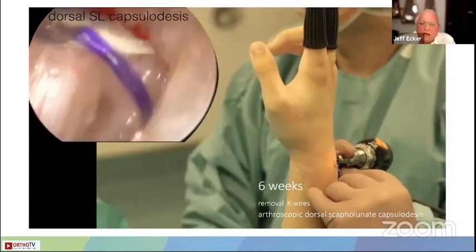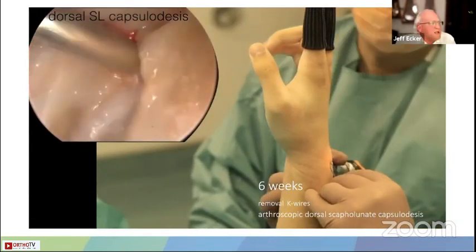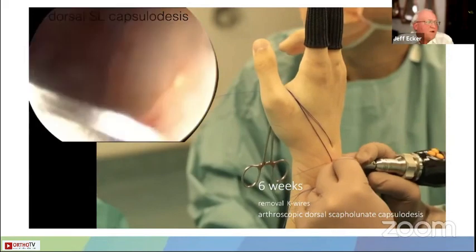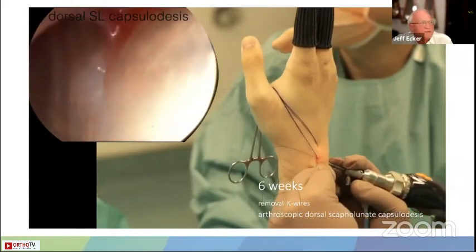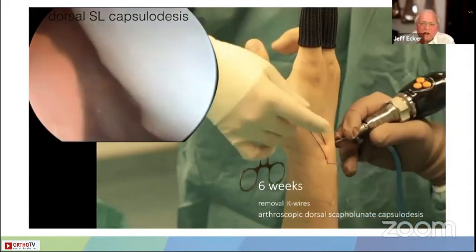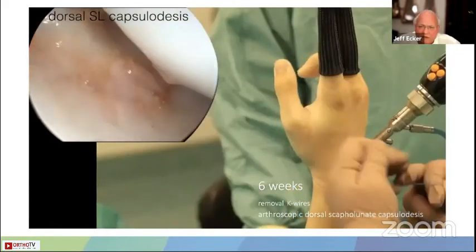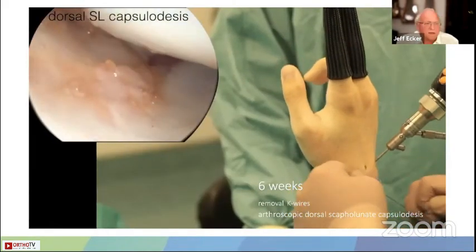And then we can do an arthroscopic dorsal capsulodesis, passing a suture over the scaphoid, then over the lunate. Using a dry technique, you get a tremendous view, and then getting a really good grasp on the dorsal capsule to close the dorsal ligaments over the scaphoid and the lunate.